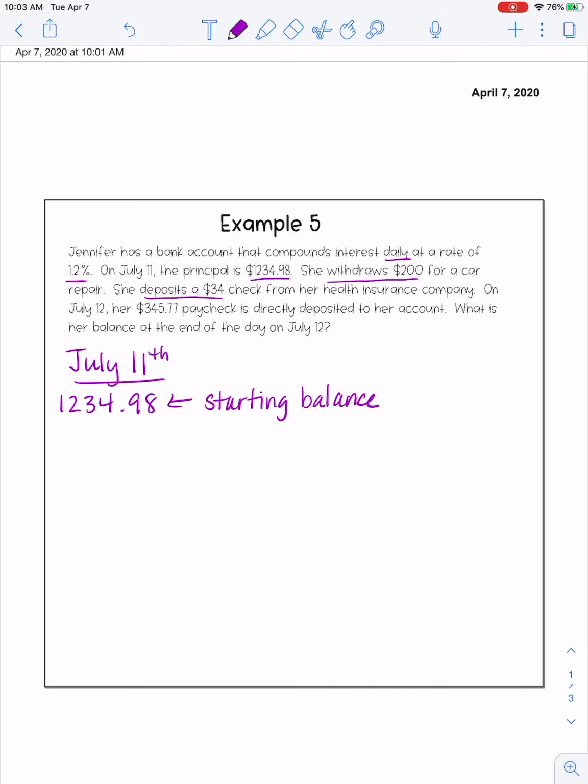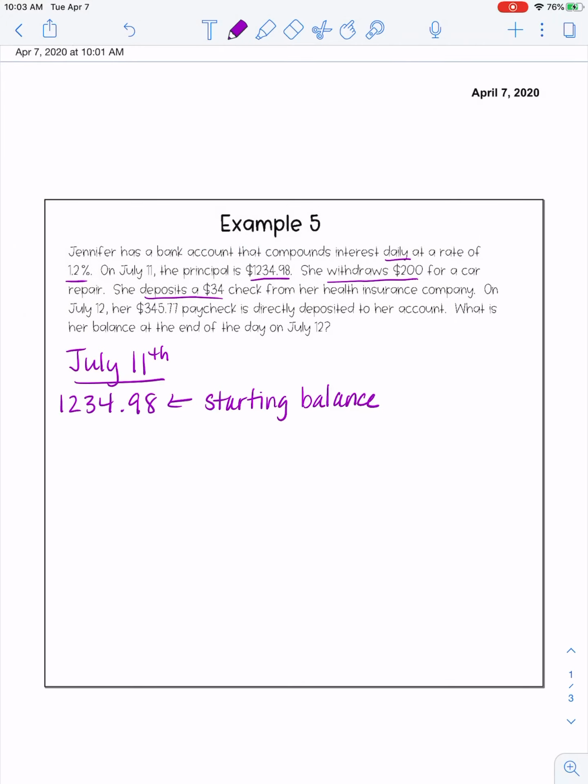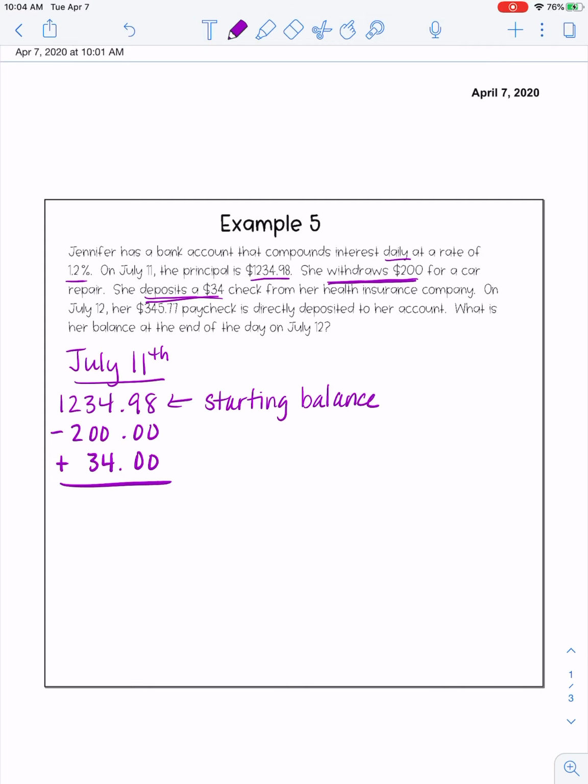Okay, so it looks like she withdrew $200. So I'm going to subtract the 200. And she deposited a $34 check, so I'm going to add that. When I do that in my calculator, 1234.98 minus 200 plus 34, she gets a new balance of 1,068.98.